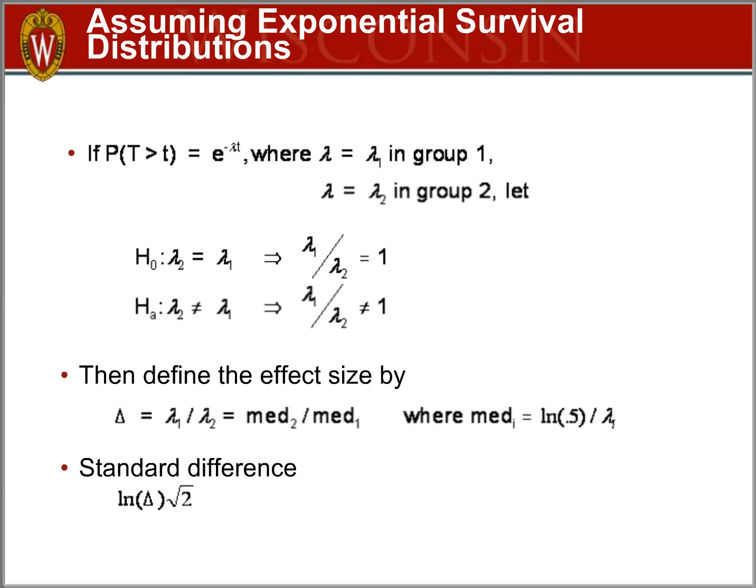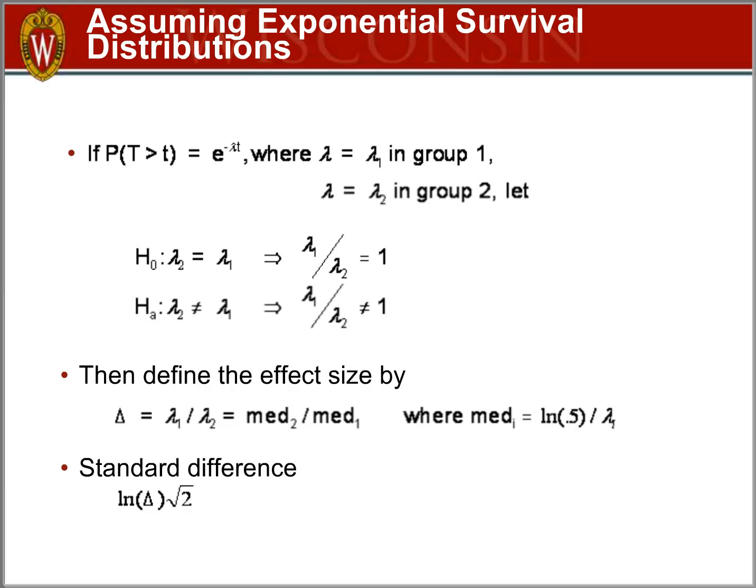If we want to figure out the probability that our survival time exceeds some value, little t, we can model that by the exponential distribution, e to the minus lambda t. T is time, and lambda is the hazard rate. In our experiment, we're going to have two hazard rates, one in our group 1 or our control arm, and another in the treatment arm, say lambda sub 2.